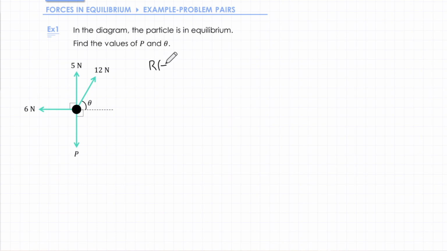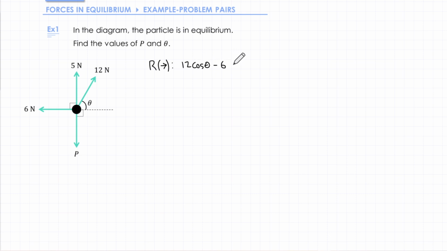We're going to resolve to the right as the positive direction. Let's first consider the component of the 12 Newton force. We want to find the component to the right, so we are crossing the angle, and that means we should be using cos. So we have 12 cos theta. We have a 6 Newton force to the left, so that means minus 6 goes into the calculation. The 5 Newton force is acting up the page, so we can ignore that. And the force labelled P is acting down the page, so we can ignore that. So the resultant force is 12 cos theta minus 6.